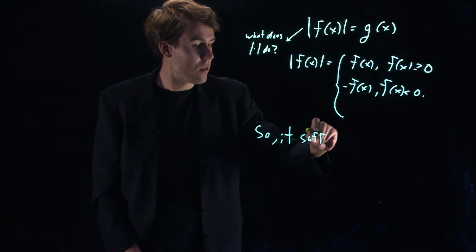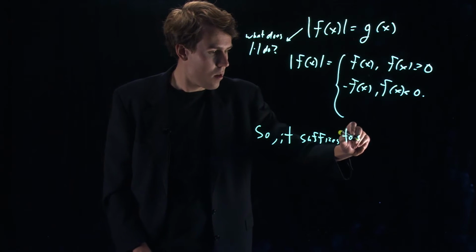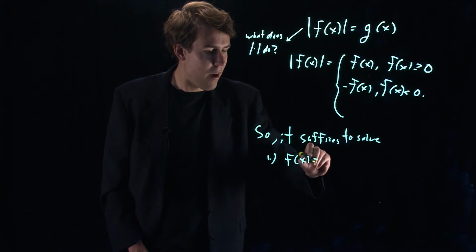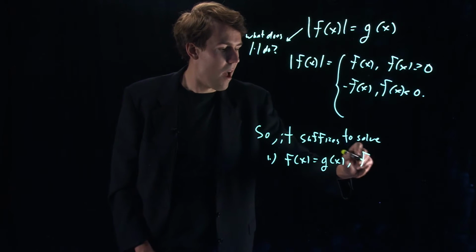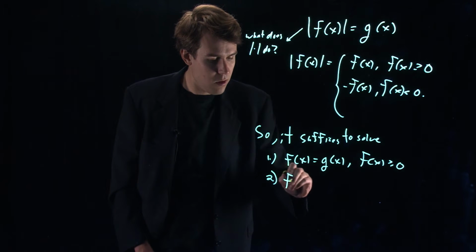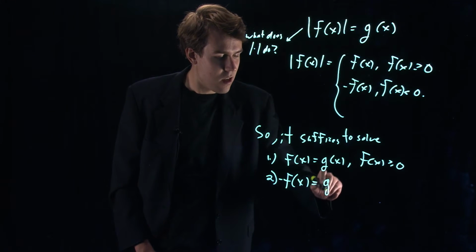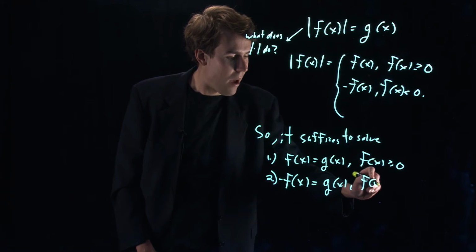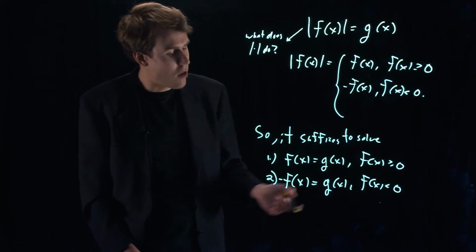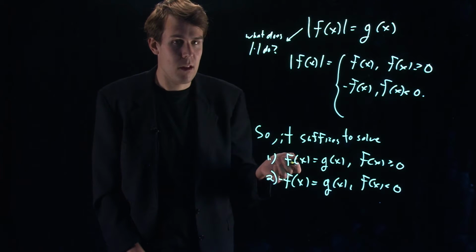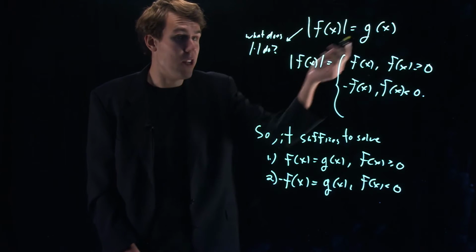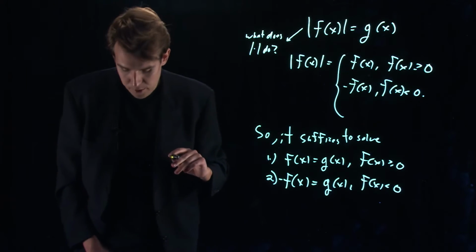So it suffices to solve 1, f of x equals g of x when f of x is non-negative, and 2, negative f of x equals g of x when f of x is negative. So this looks complicated. I need to, in general, consider two separate cases. On the CLEP, we will focus on the case when f is a linear function and g is constant. So something like the following.